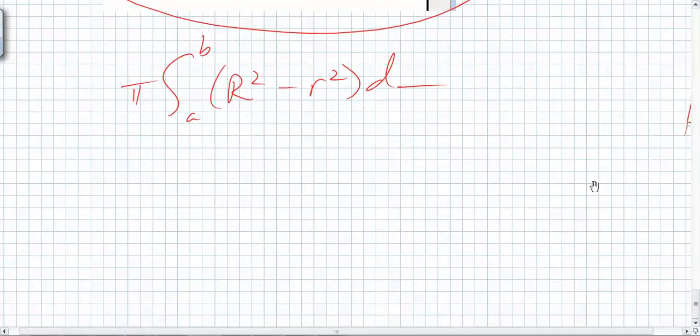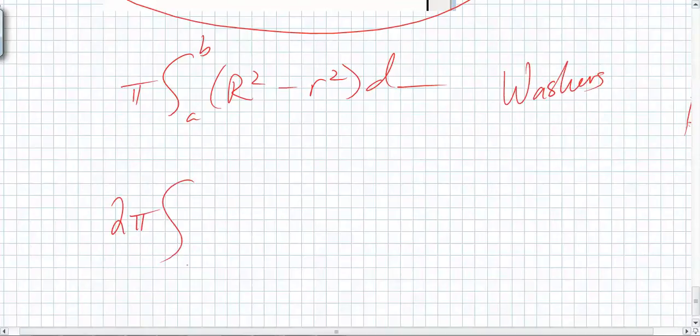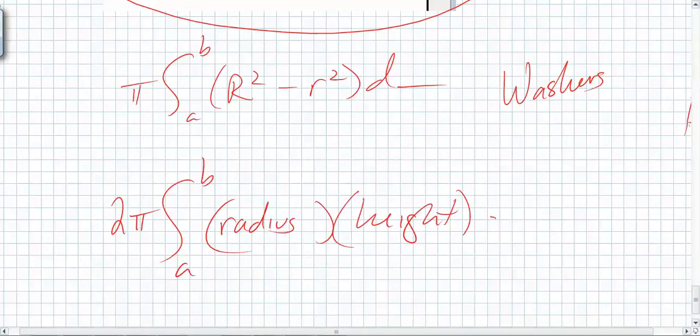And then what do we have for shells? 2 pi from a to b of what? Radius times what? Height. D whatever you're going to integrate with respect to. That's shells. So know those two. Put everything away except the pencil.